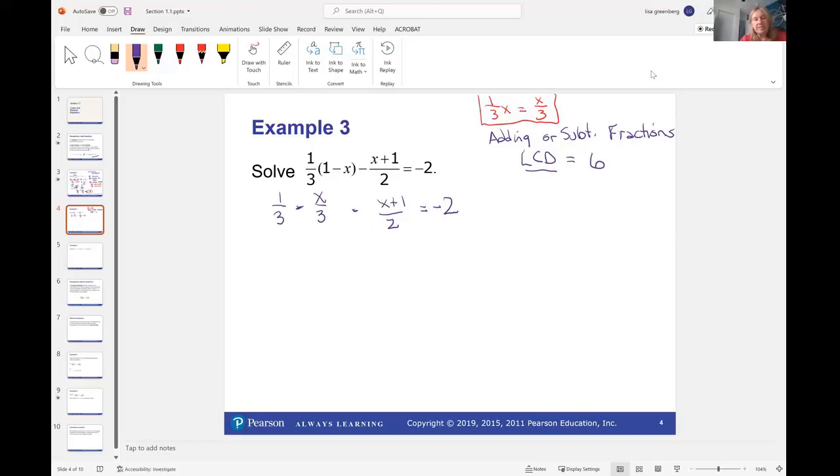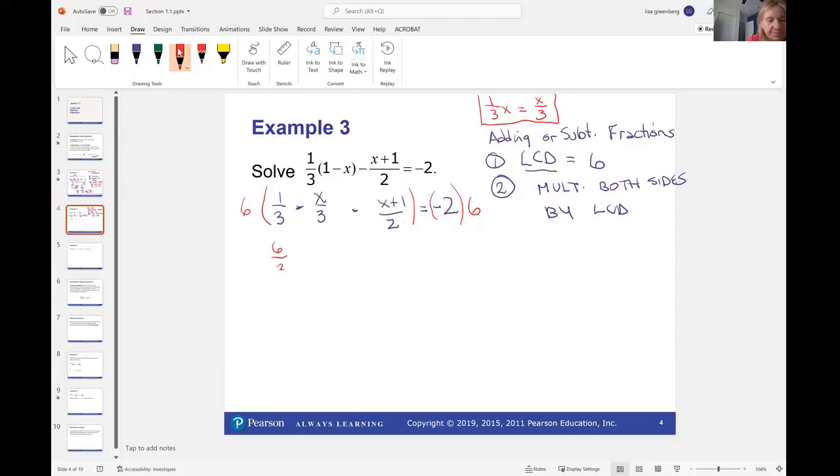Now, the easiest way to handle this is, let's do this. So this is number 1: I want to find my LCD. Number 2, I'm going to multiply both sides by my least common denominator. Okay, so here, let's do it. I'm going to multiply this side by 6, and I'm going to multiply this side by 6, and let's see what happens. So I'm going to distribute.